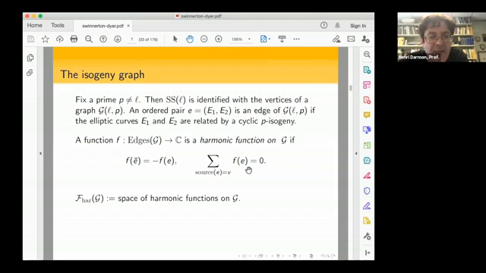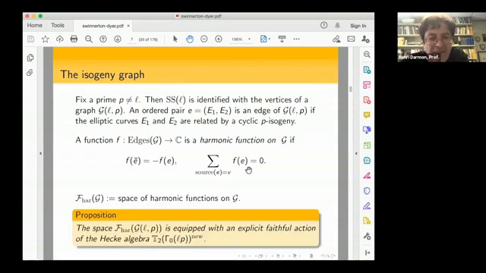And I'll denote by F_har(G) the space of harmonic functions on a graph G. Okay, and then the proposition, which is a variant of the one I had in the previous slide, is that the space of harmonic functions on the isogeny graph attached to L and P is endowed with an explicit, faithful action of the Hecke algebra of level LP. So consisting of, or rather the quotient corresponding to, the operators acting on the new subspace of the space of modular forms of level LP. And so this gives us again a concrete approach to studying this space of modular forms.